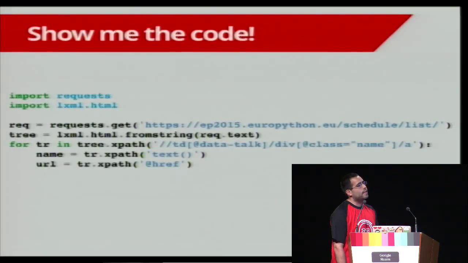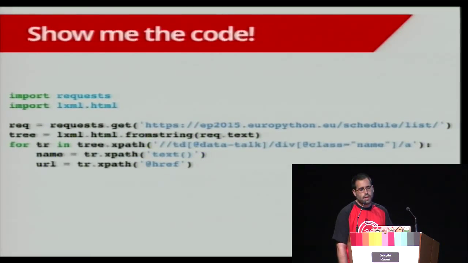Okay, so let's check a full example of how to perform a request and get some data. In this case, I want to get all the talks from this conference. So I just perform a request, I parse it through lxml, and we just use some XPaths to get the data. It is really clean. It's really easy. I think everybody understands that piece of code.